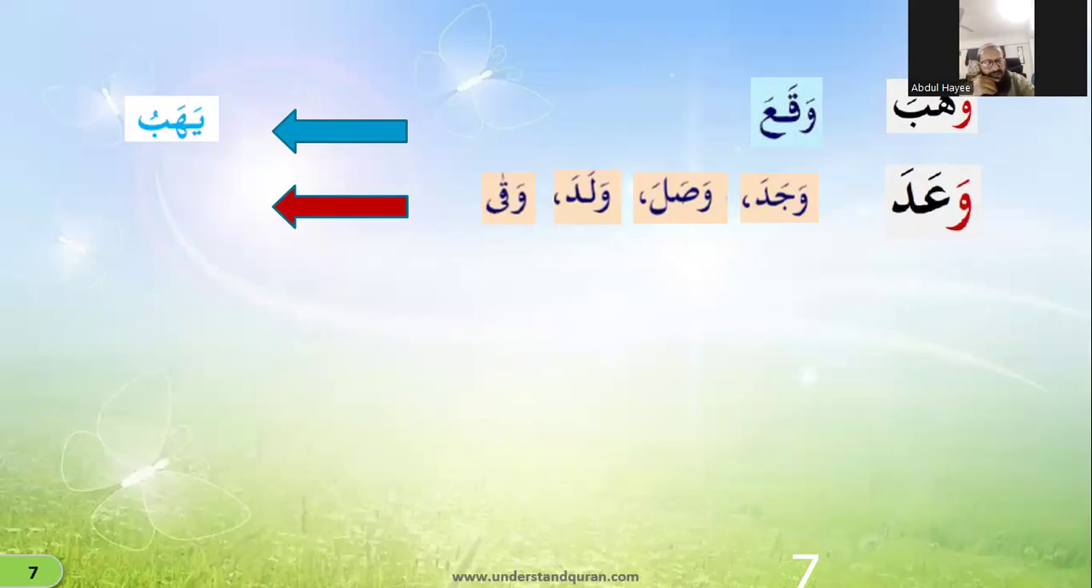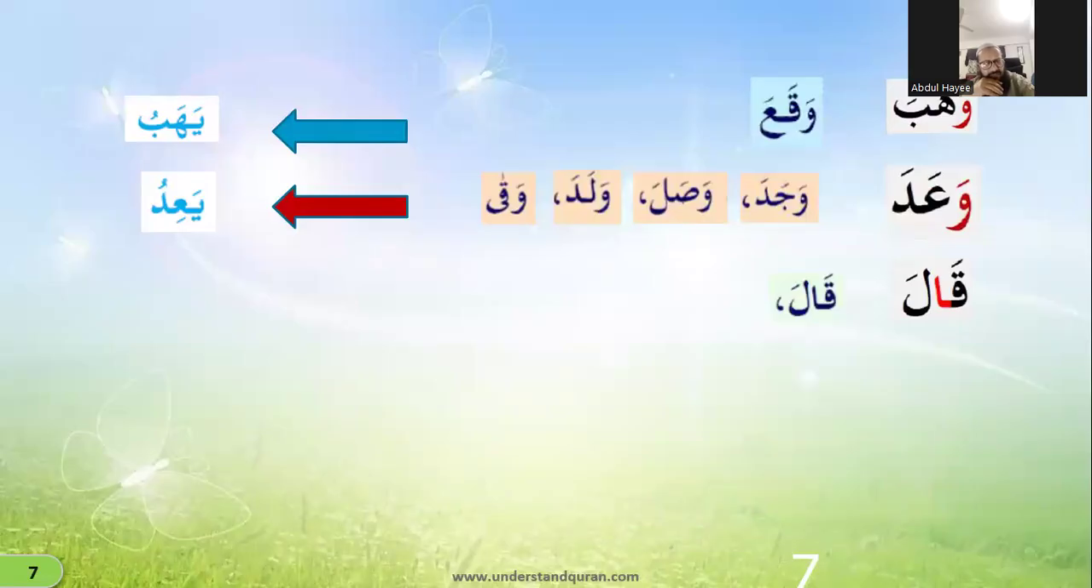So what is the mudari? Wa'ada, ya'idu. Wajada, yajidu. Wasala, yasilu. Walada, yalidu. Waqa'a, yaqa'u. So you can make the mudari on the pattern of wa'ada.